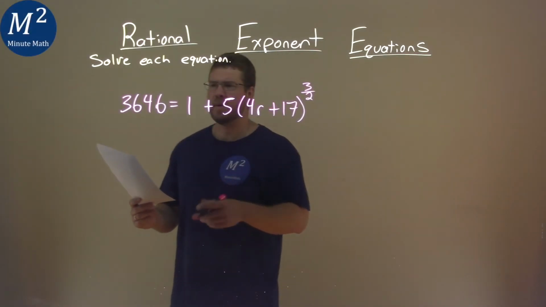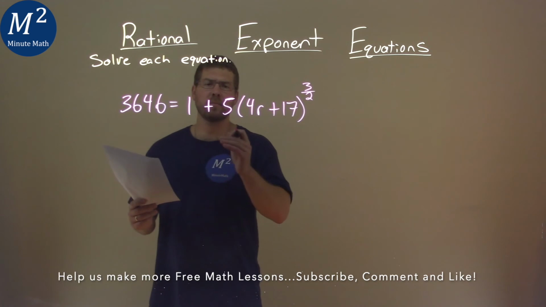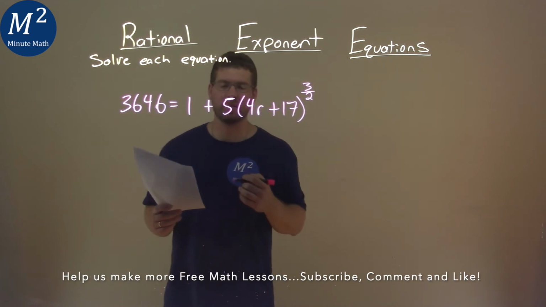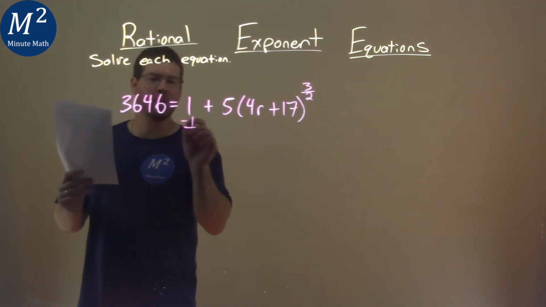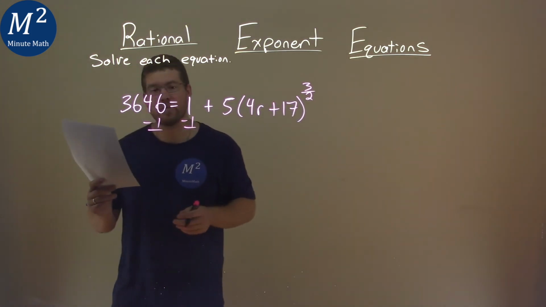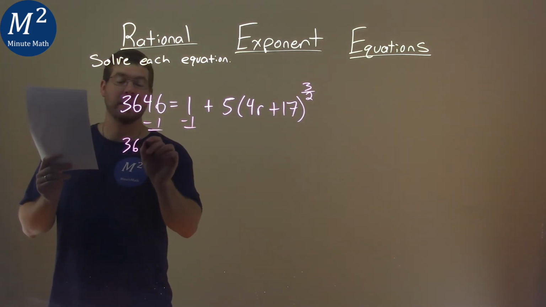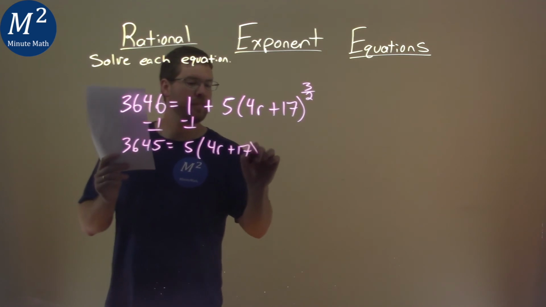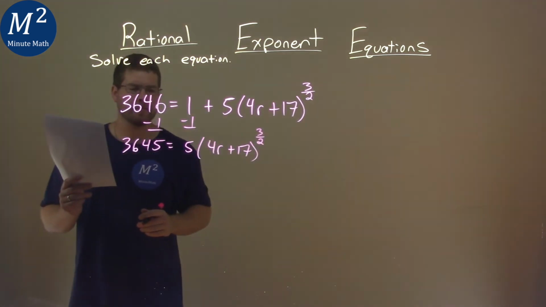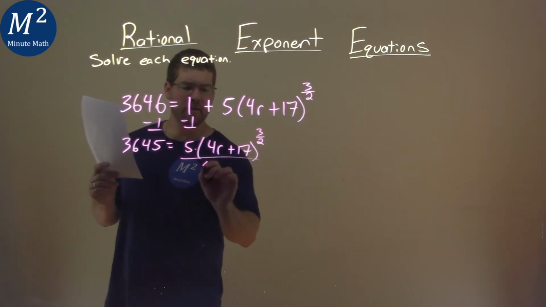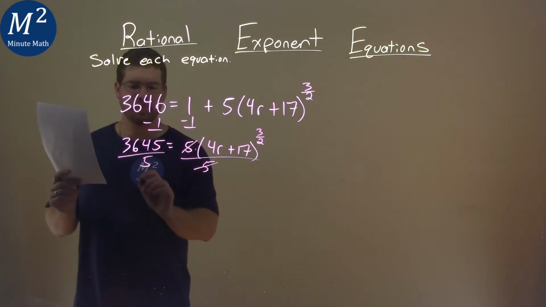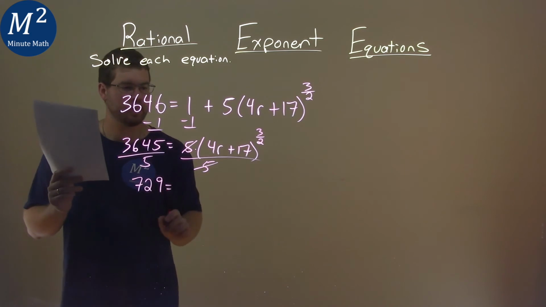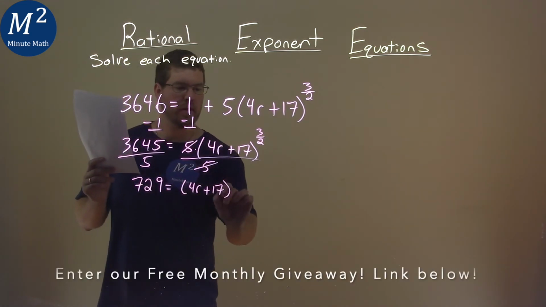We're given this problem right here. 3,646 equals 1 plus 5 times 4r plus 17, all of that to the 3/2 power, and we got to solve it. Keep it simple. First thing we do is subtract 1 to both sides. 3,646 minus 1 is a 3,645, and you can guess it. And then we have a 5 comes down here, 4r plus 17 to the 3/2 power. All that stuff. Well, we're multiplying by a 5 here, so let's divide by 5. Let's get rid of it. Cancels out, and 3,645 divided by 5 is a 729. And we're left with a 4r plus 17, all to the 3/2 power.